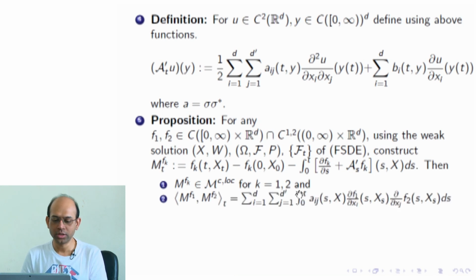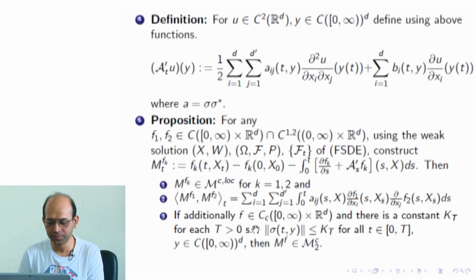Furthermore, we can talk about the quadratic covariation of M^{f1} and M^{f2}. It is the sum over all possible i and j of the integral from 0 to t, where the time variable derivatives do not appear, only this term: a_ij(s, X) ∂f1/∂x_i(s, X_s) ∂f2/∂x_j(s, X_s) ds, with s running from 0 to t. That process is the quadratic covariation of M^{f1} and M^{f2}.